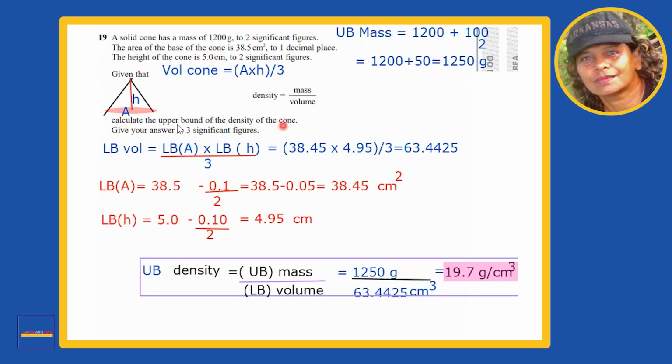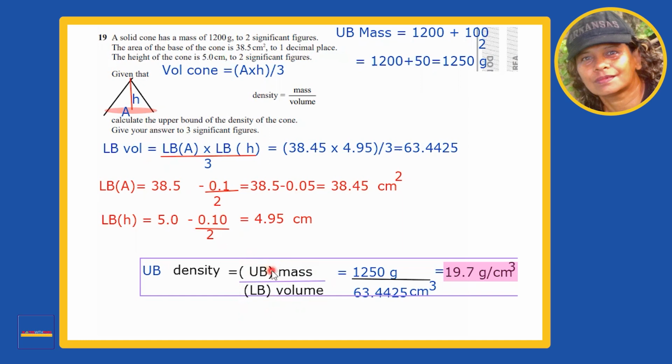Now, they have given us that the density is mass over volume, and they say calculate the upper bound of the density of the cone. Now, how do you find the density of a cone? It's going to be the mass over the volume. To find the upper bound of the density of the cone, the numerator is going to be upper bound, so upper bound of the mass divided by lower bound of the volume. So now we're going to see how we're going to work out whatever we need.